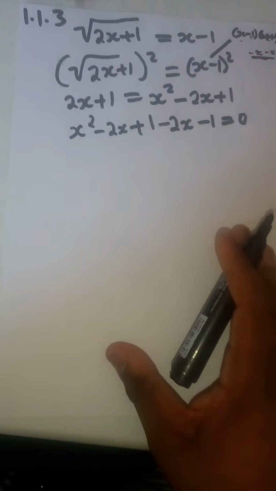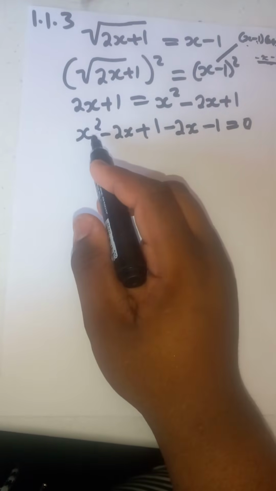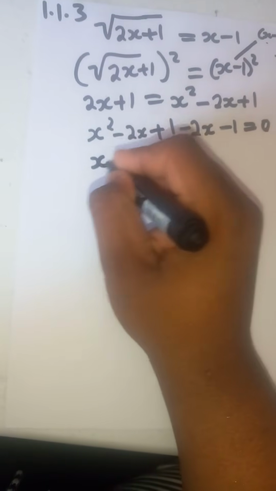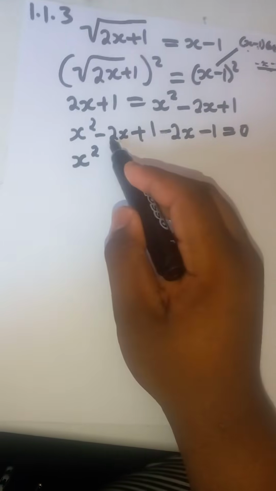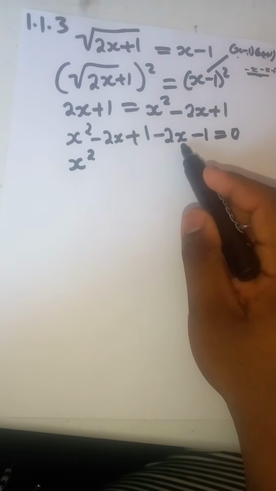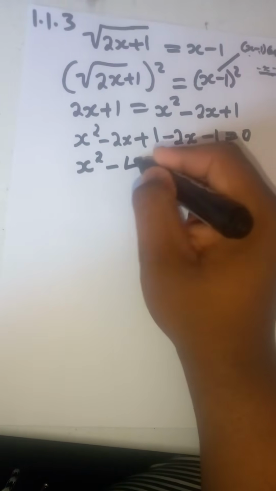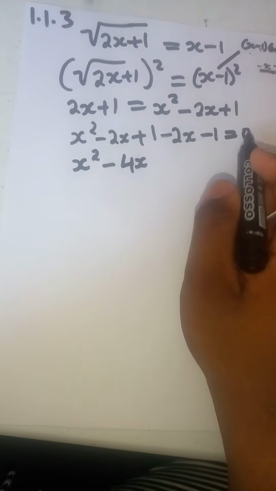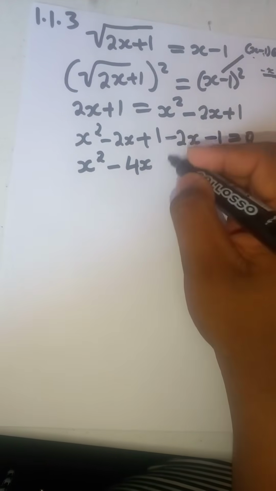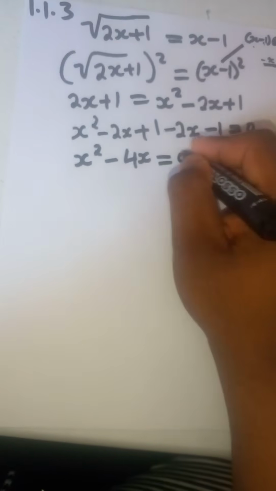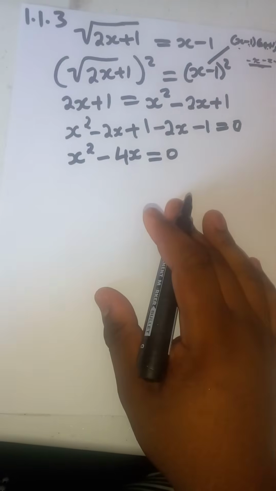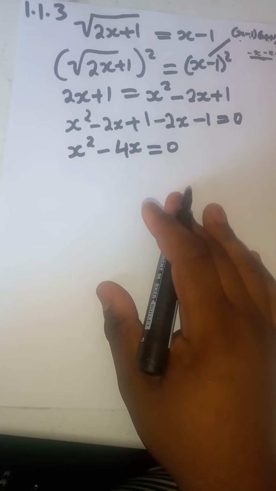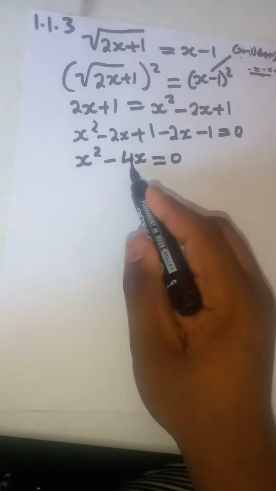Okay, so now let's go. Let's now do like terms. Is there another x squared? No, so it is simply x squared here. So now I have other like terms, minus 2x and minus 2x, which is the same as what? Minus 4x. And then I have 1 minus 1, which is now the same as what? 0. So I can now equate to 0. And then now when it is like this, it is x squared minus 4x.